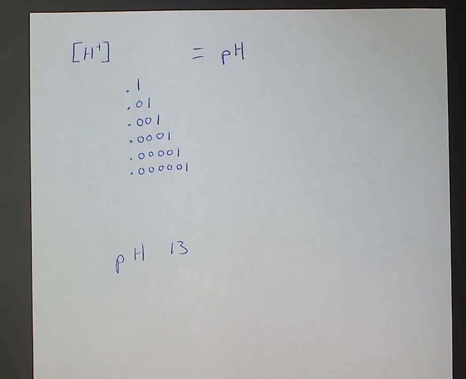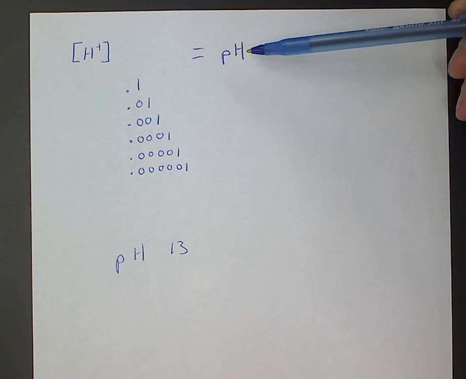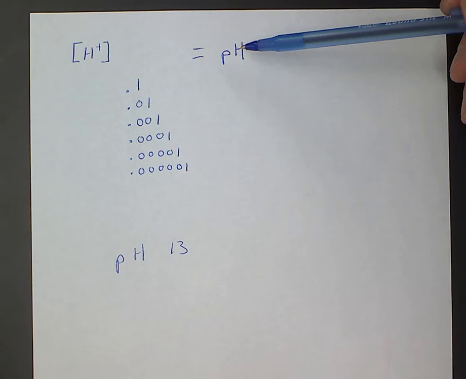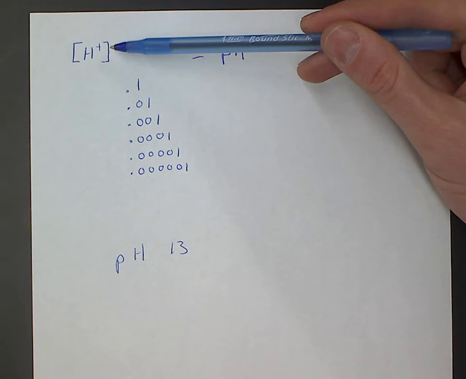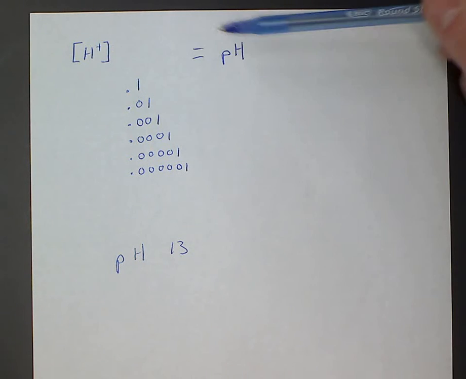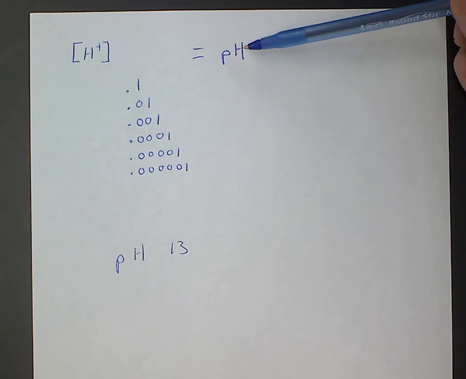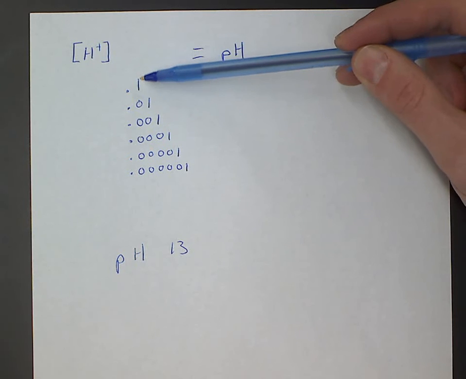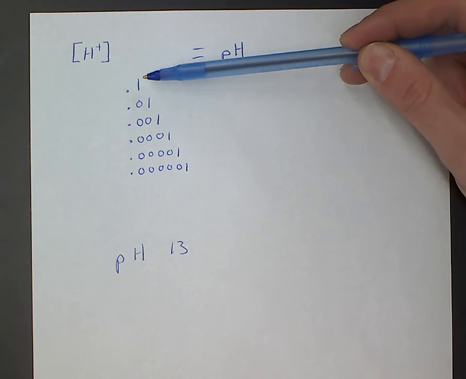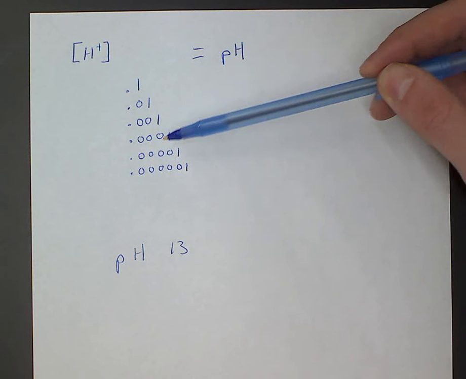When we're talking about pH as opposed to pOH, pH, just to review, is related to the concentration of H plus. One of the reasons we take the negative log of this is that the concentration of hydrogen is usually really small, so this gives us numbers that are a little bit more manageable.